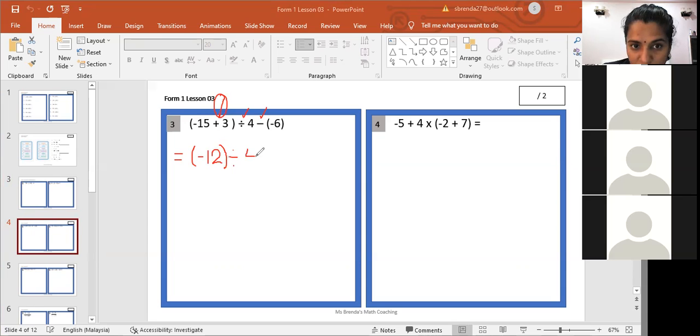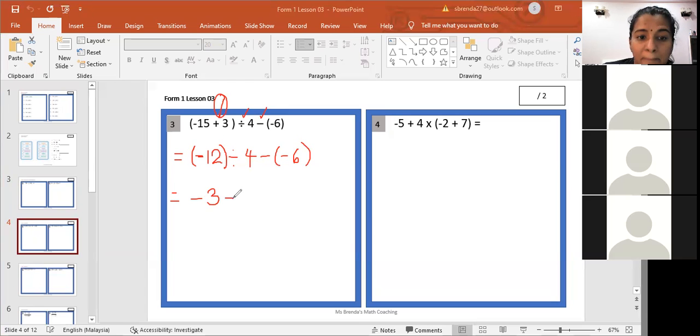Divide by 4. Continue writing it. And minus negative 6. Never mind, leave it first. Don't touch it, because we want to do this last. Now we work with the division. You have a negative number and you're having a positive 4. So your answer is automatically negative. Now, what is 12 divided by 4? Negative 3. Yes, 12 divided by 4 is 3. I already put the negative there.